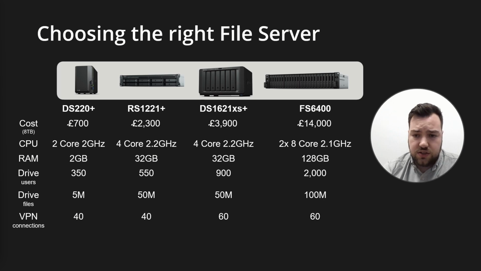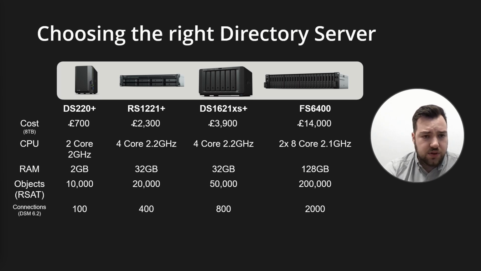And then drive files are going to be the most important thing. Obviously you need to make sure you have enough storage for all of your data, but it's the number of files that matters the most. And then we're going to look at choosing the right directory server. So the objects here are all of your operational units, groups, users and devices, and by using RSAT you're able to get 10 times the amount of objects. Then we can look at the connections. This is concurrent connections, so 100 at a time should be sufficient for a good number of businesses, but if you need 2000 you can obviously go all the way up to the flash station.